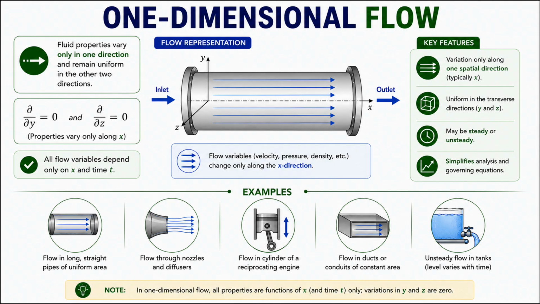One-dimensional flow is commonly used in engineering problems where changes across the cross-section are small compared to the flow direction. Common examples include flow in long straight pipes, flow through nozzles and diffusers, flow in ducts, and flow inside engine cylinders.